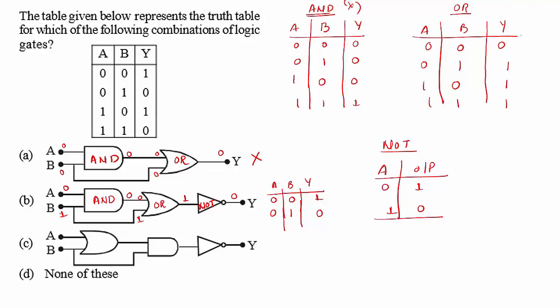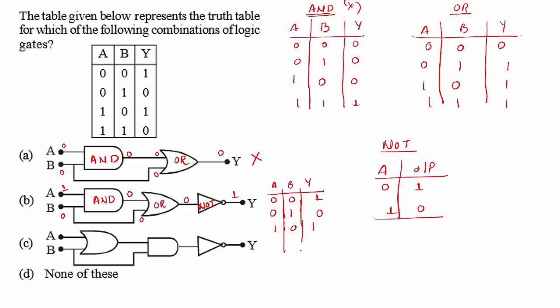Then come to the third one. Now I am going to put 1 and 0. What happens when we put 1 and 0 in these logic gates? 1, 0 will be 0 for the AND gate. 0, 0 will be 0 for the OR gate. 0 through the NOT gate will be 1. That means 1, 0 is 1.